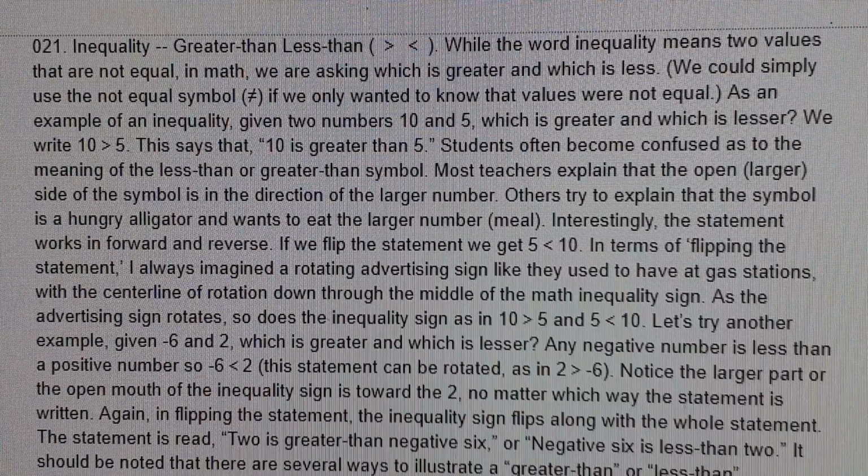Antonyms: equal, equals, equality. Related words: greater than, less than, greater value, lesser value, greater than or equal to, less than or equal to, solid dot, open dot, solid line, dashed line, set.